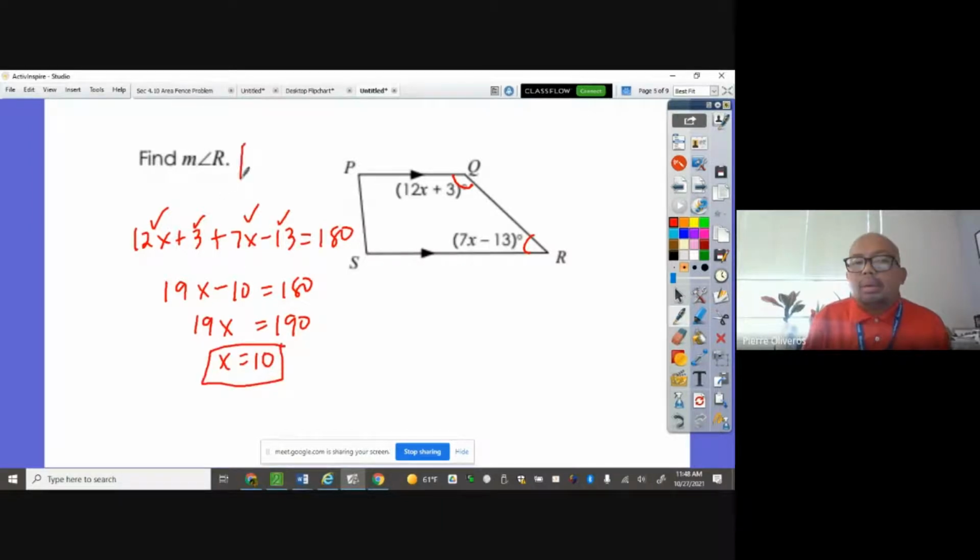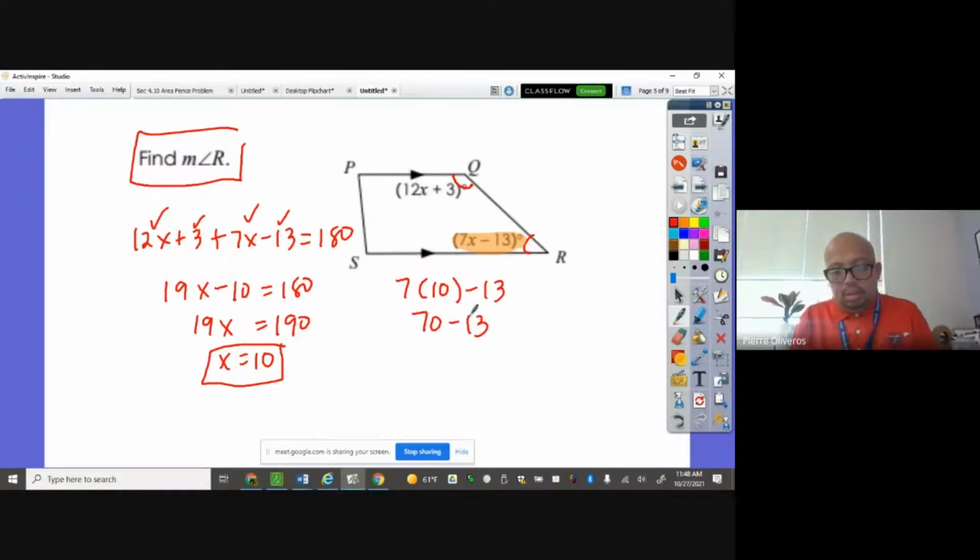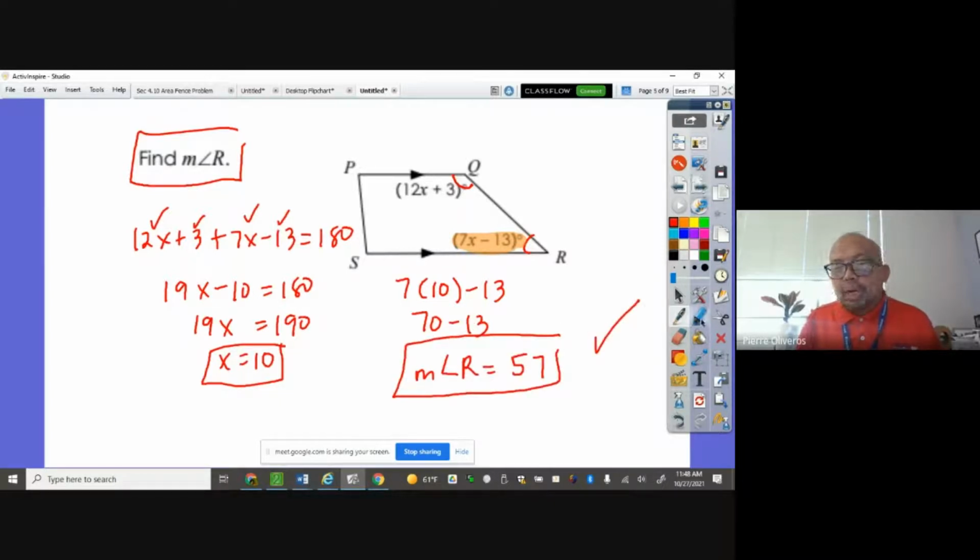Do we stop there? No, because we're looking for R. R is 7x minus 13. So 7 times 10 minus 13 will give us 70 minus 13, or I think it's 57, but let me double check. 70 minus 13 is 57. So the measurement of angle R is equal to 57. Kaboom. Just remember, guys, that if these two here are my parallel sides, the angles that connect them, this and that one, have to be supplementary. It's not that Q and P are supplementary. It has to be the ones that connect the two parallel sides.